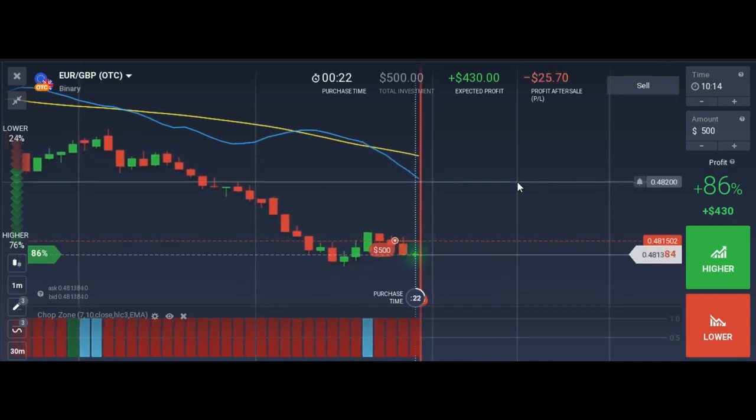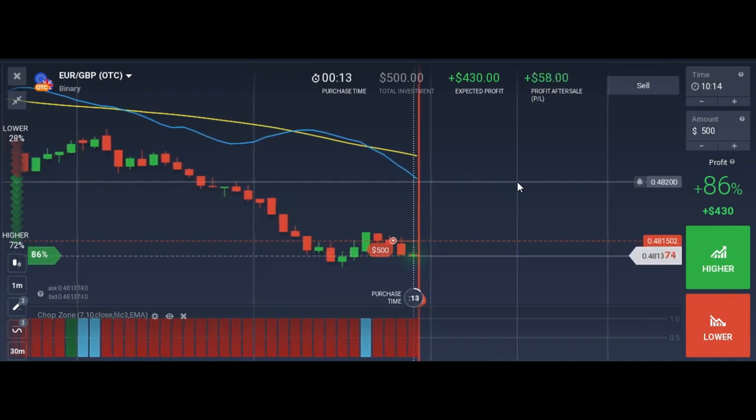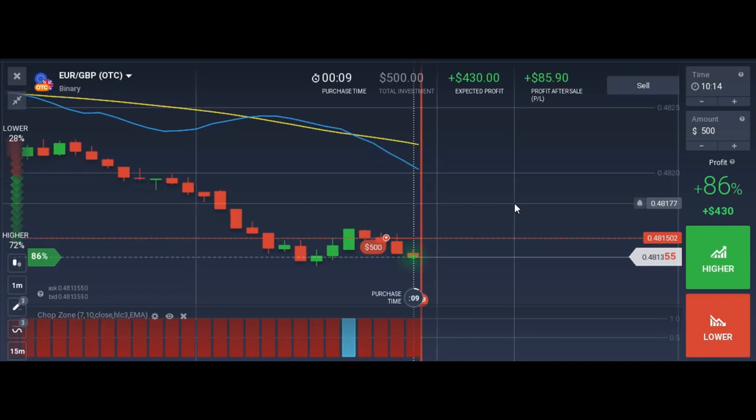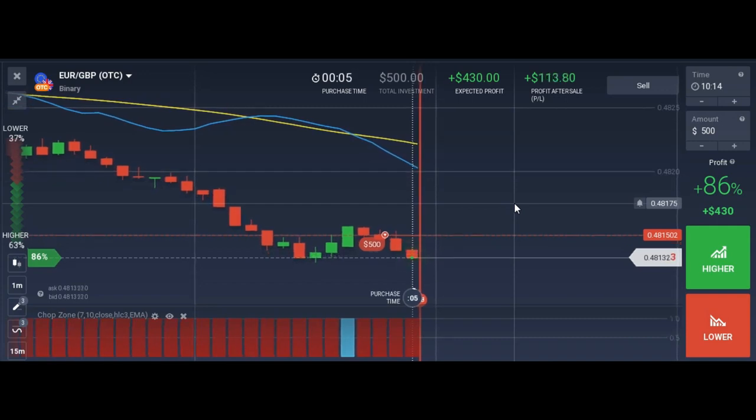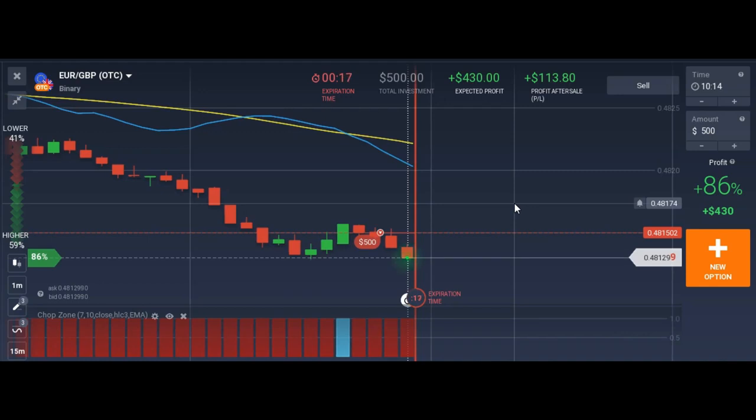Look how well the operation is developing. This strategy works in OTC. As you can see, I am applying it in OTC. Obviously, in the normal market, it works spectacularly.